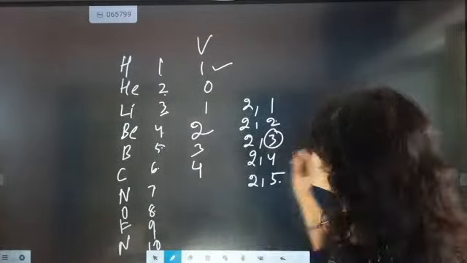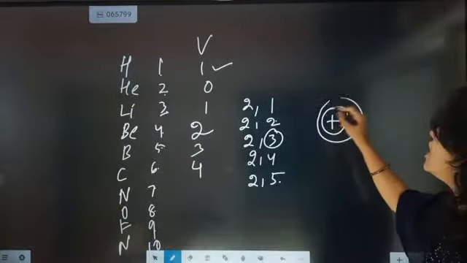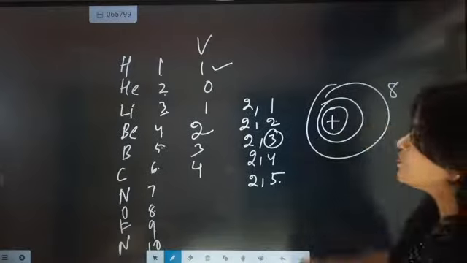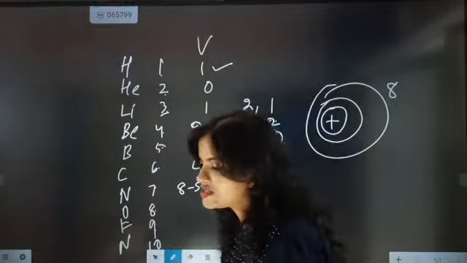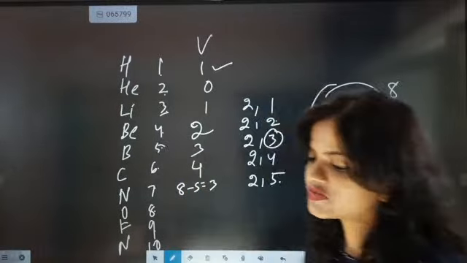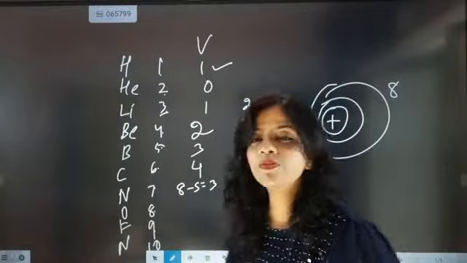You have to write that the second orbit's maximum capacity to have electrons is 8. So we are going to write 8 minus 5 equal to 3. So the valency will become 3. Okay, 8 minus 5 equal to 3, so the valency will become 3.